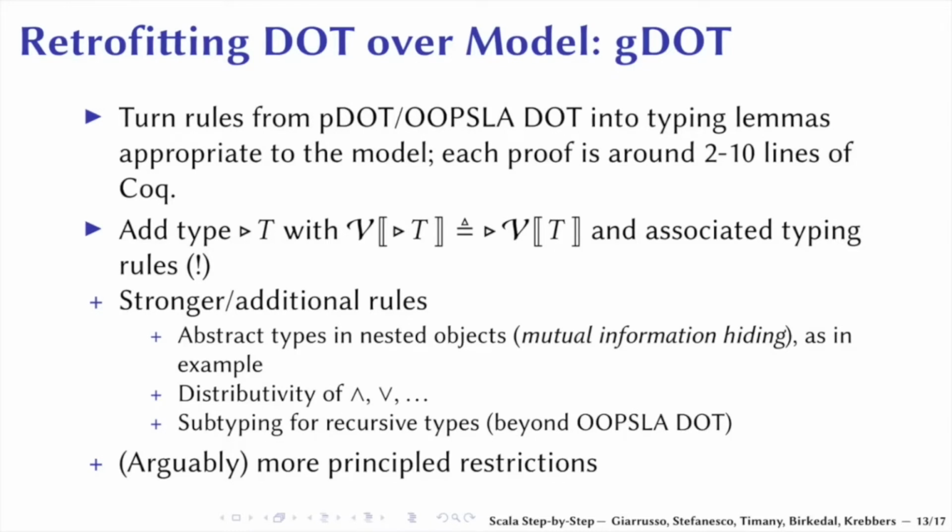In this process, we obtain some stronger or additional rules. In other cases, the restrictions become more principled. For instance, abstract types are supported also in nested objects, as we have used in our example. We obtain distributivity of and, or, and other connectives, and we also obtain some typing for recursive types even beyond the typing rules in the upsilon DOT variable.